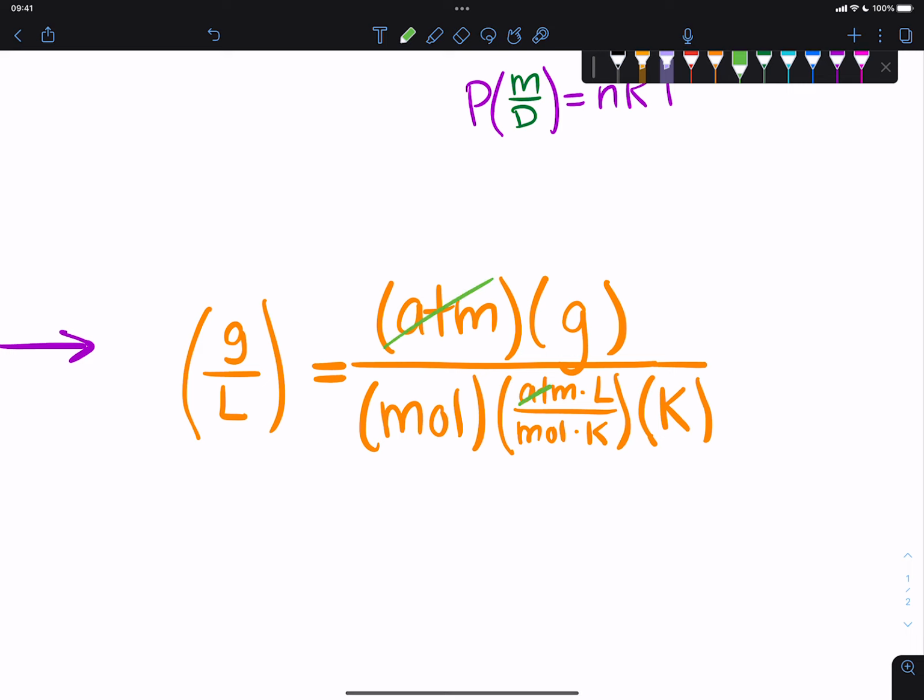ATM is going to go here and here. Moles is going to go here and here. Kelvin is going to go here and here. And look at the units left over. You have grams and liters. Also worth noting, where does molar mass come in? That's going to come in right here.